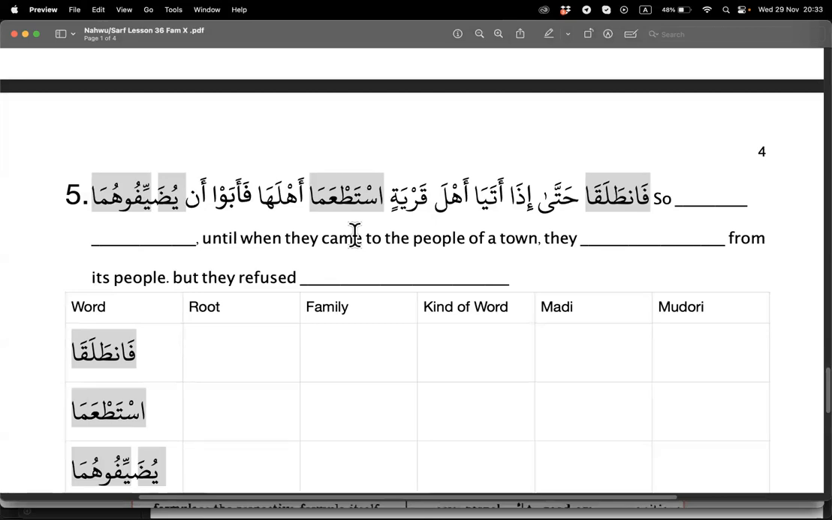Istata'ama is fi'il madhi, huma. Madihuma. This is talking about Musa and Khidir, so it's the two of them. Ahlaha. Ahlaha is maf'ul, of the fi'il is Uma. Yes, what is the ha? Ha is mudaf ilaih. But what is it going back to, I mean?